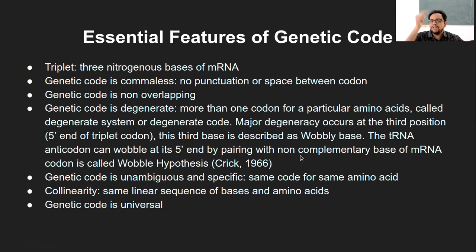Non-complementary means A will not pair with U or C will not pair with G. And there we had also seen those inosine and modified bases, they can also take part, and that is why it can also wobble. That means it is not a perfect match of the nucleotide pairing, and that is what is known as the wobble hypothesis. And this was identified again by this guy Crick in 1966. So that is the wobble hypothesis or wobble phenomenon.